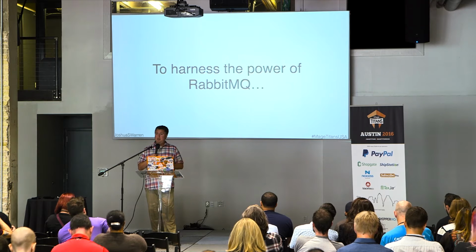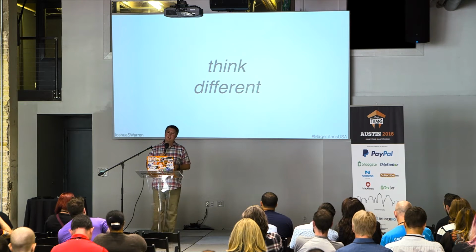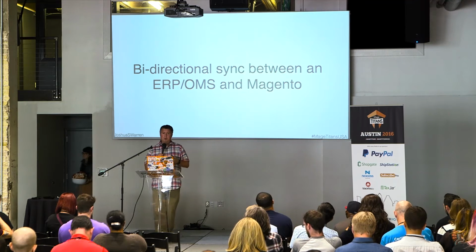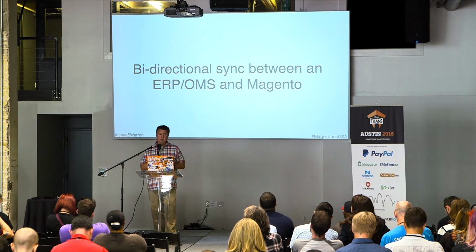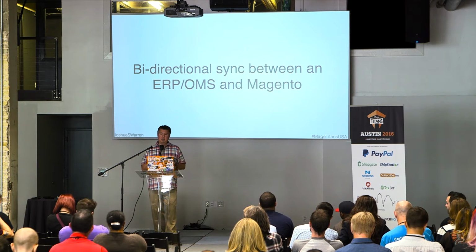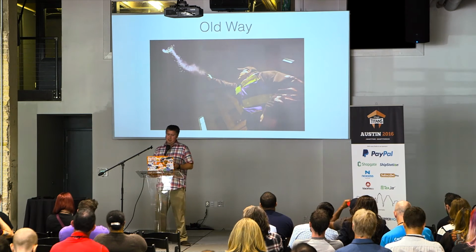But to harness the power of RabbitMQ, to really get that advantage out of it, in the words of Apple, you have to think different. You have to approach APIs and integrations completely and totally differently. So what I want to work through as an example is bidirectional sync between an ERP or an OMS and Magento. And our old way is pretty simple.